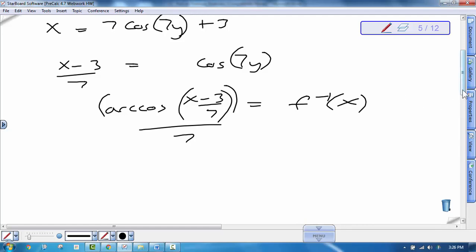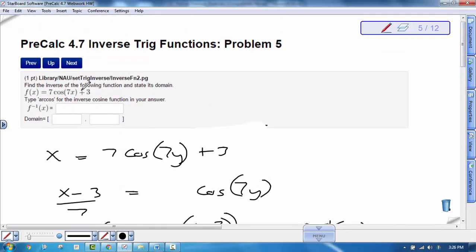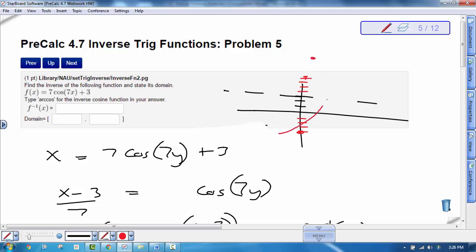And then the domain is tricky. The domain, you have to look at the range of the original function. Now keep in mind this original function has been shifted up 3 units, and then it's got the amplitude change of 7, so it goes down to negative 4, and then up to positive 10, up 7 from this line right here. So this cosine function is fluctuating between negative 4 and 10. So I need to make sure that becomes my domain, because we have to switch the domain and range for inverses. So take the range of the original function, you get the domain of the new one.